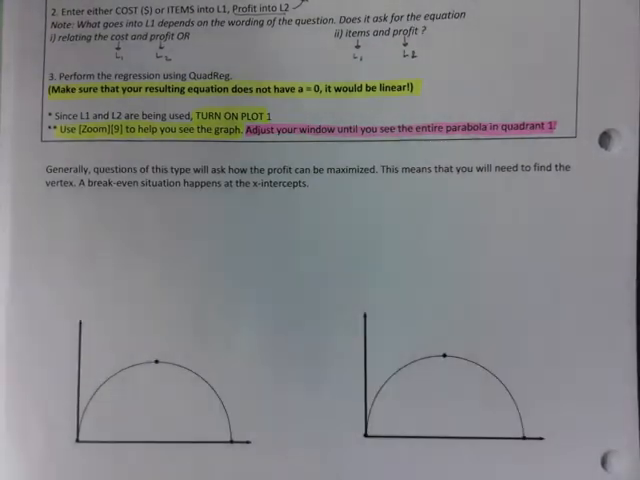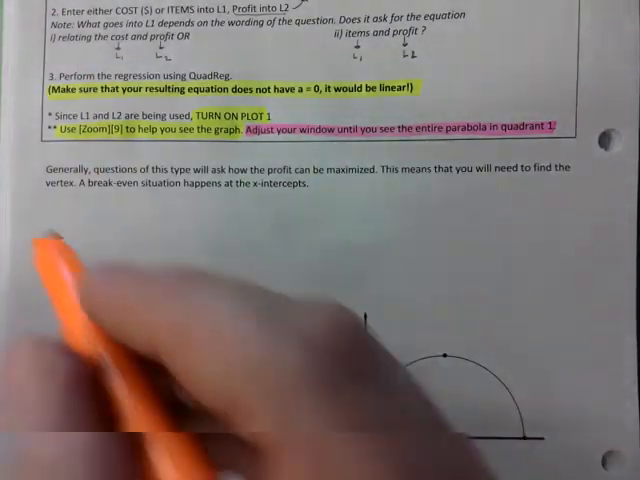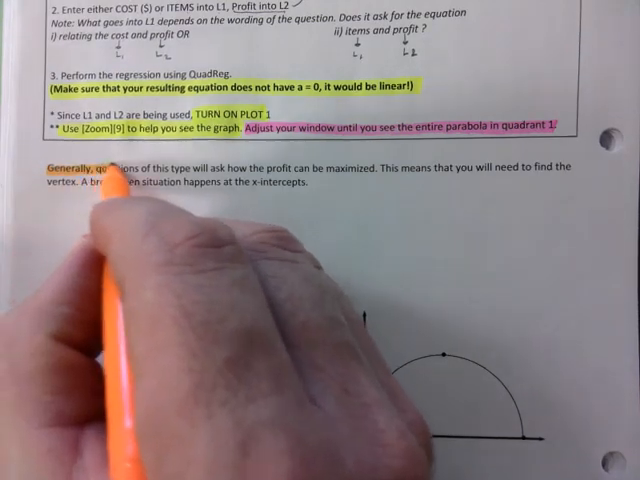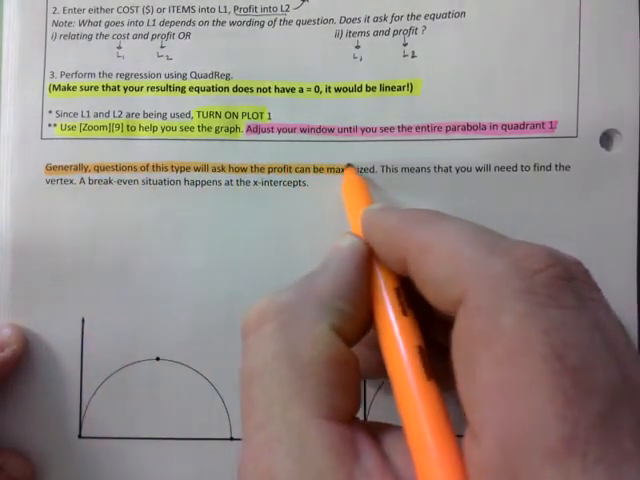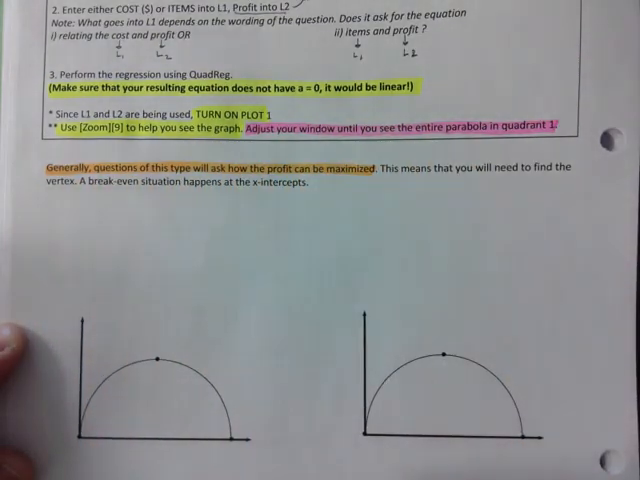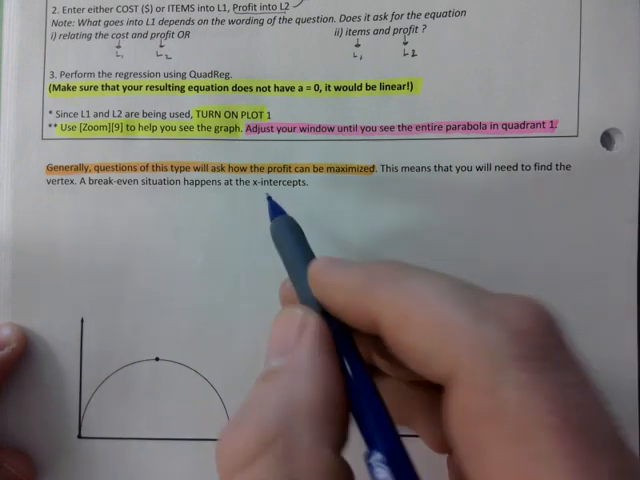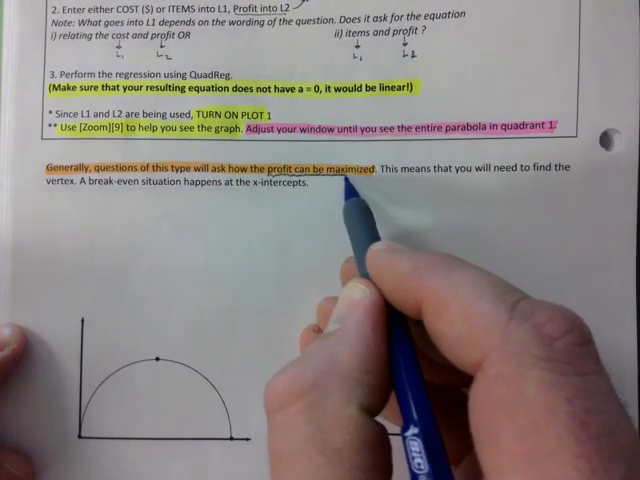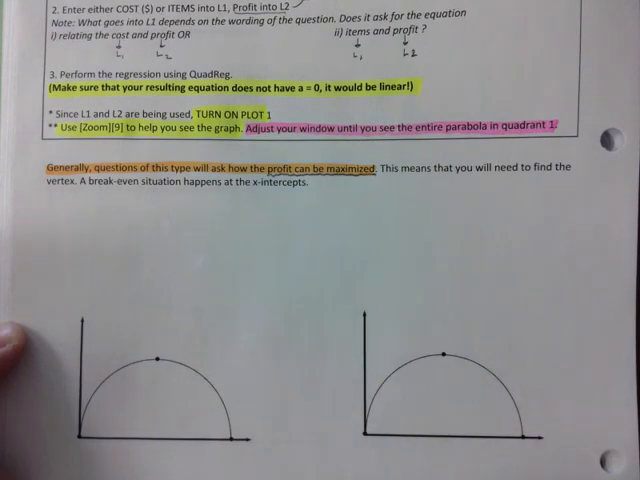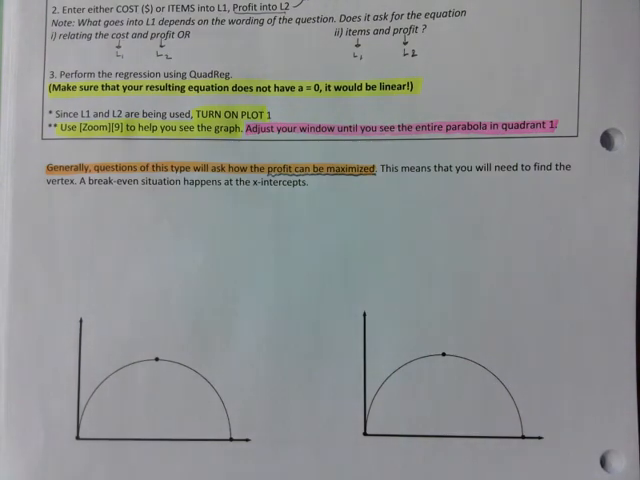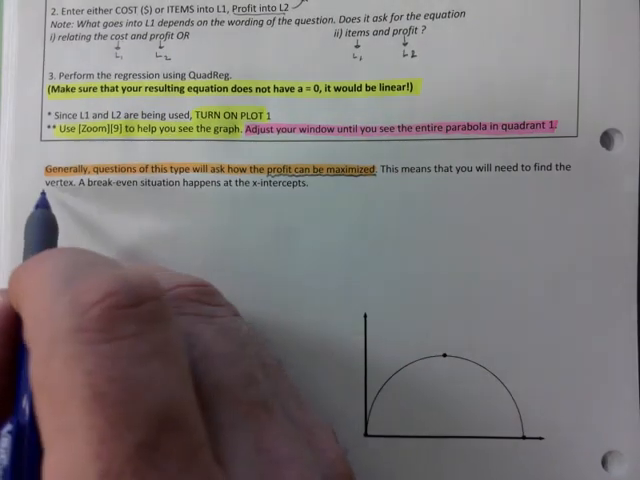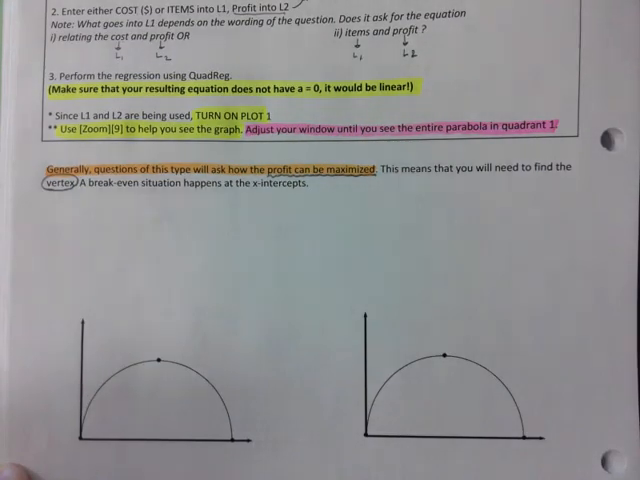Generally the questions of this type will ask you how profit can be maximized. I would probably underline, right? How can you maximize the profit? So it'll ask you what price should you charge to get the maximum profit. Okay, that means that you'll find the vertex. You'll have to find the vertex.